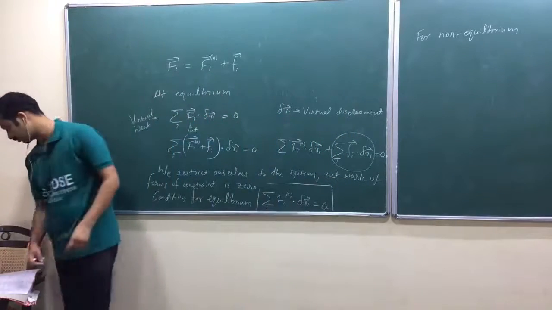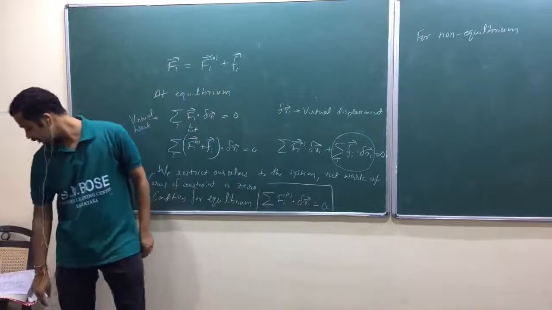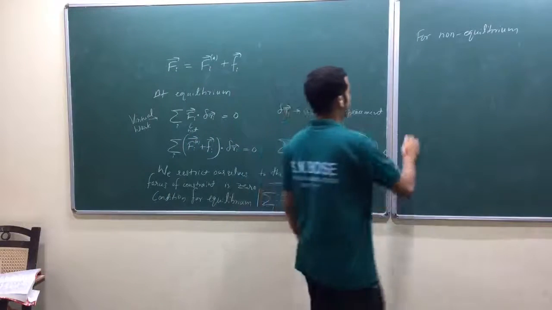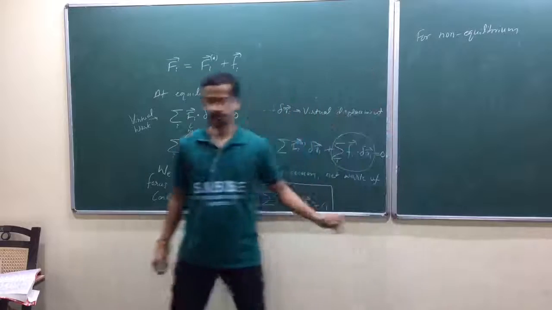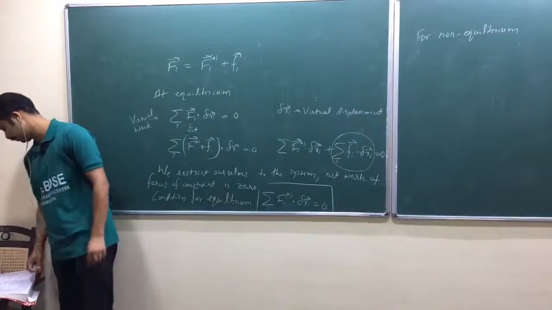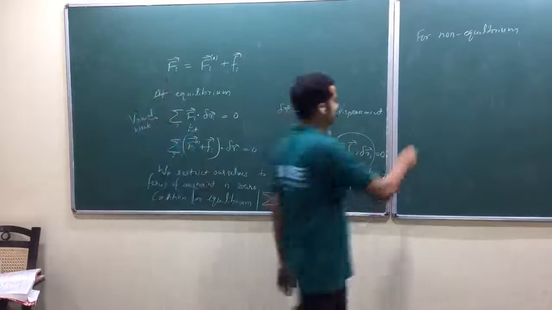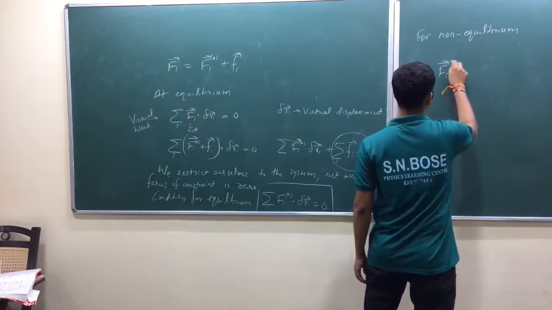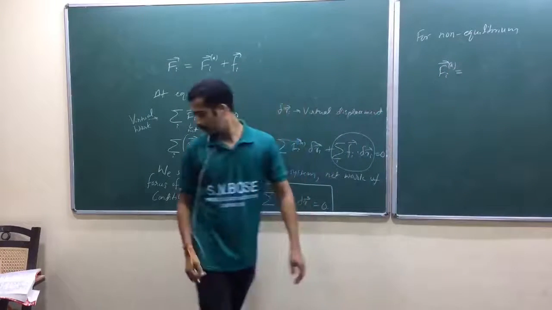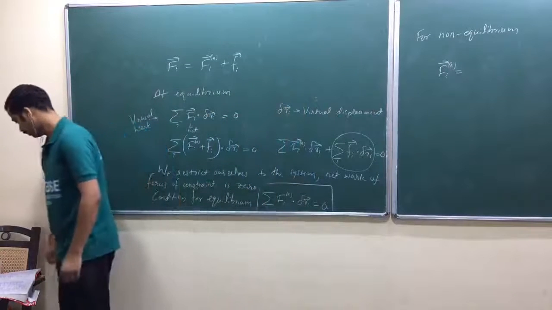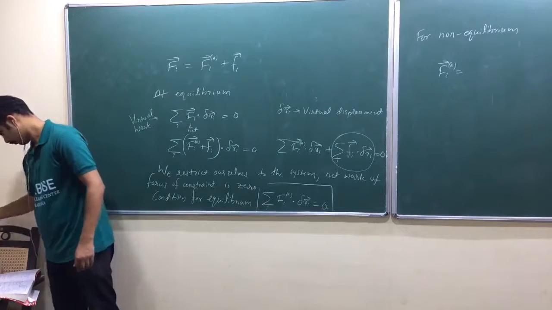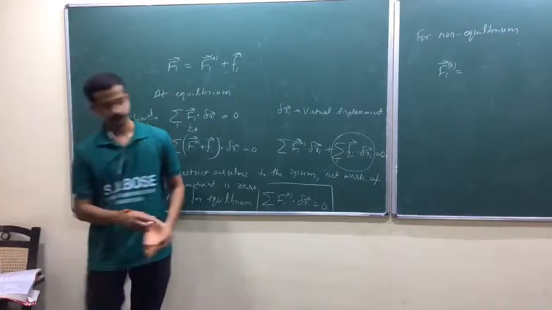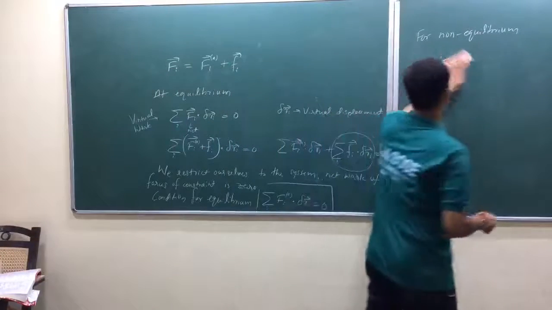Now look at here, next one. For the non-equilibrium condition, we call this D'Alembert's principle, okay? We call this D'Alembert's principle. So I can say like this, F_i applied, actually it should be written like this.